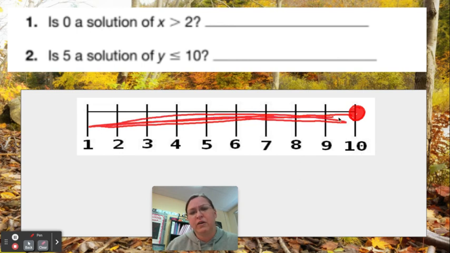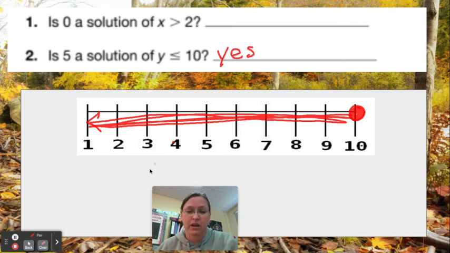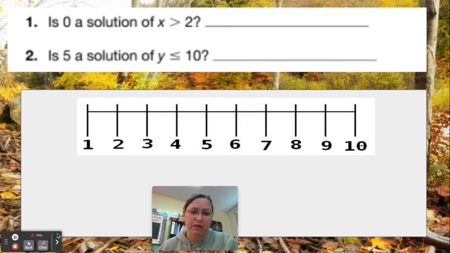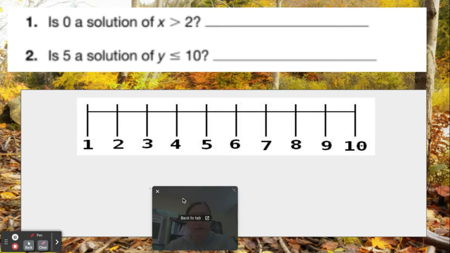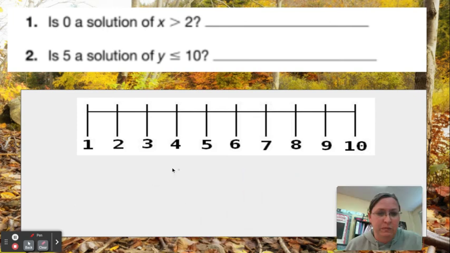Okay? And so when I'm coloring this in, is 5 a solution of y is less than 10? Is 5 one of those numbers that I colored over? Yes, it is. And because it is, I would write yes, 5 is a solution. I'm going to explain one more thing while I am here. I know we don't have the picture of it, but I would like to explain it.